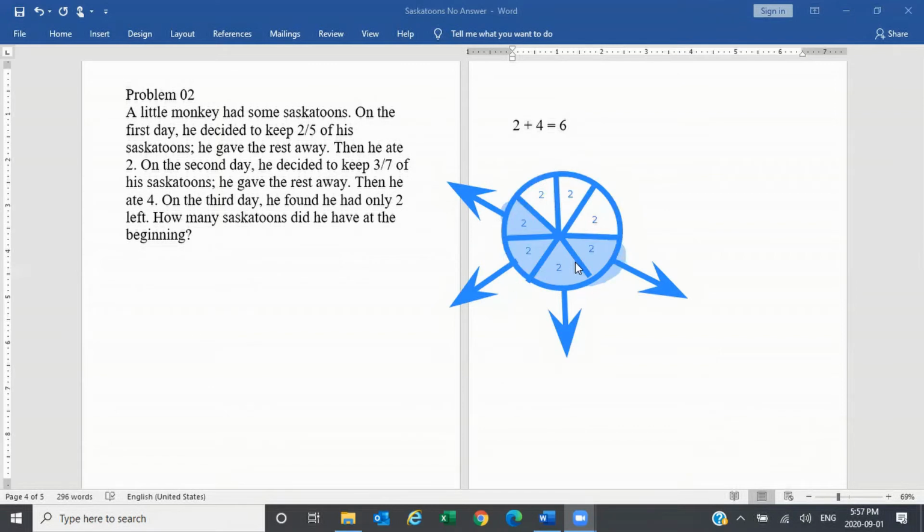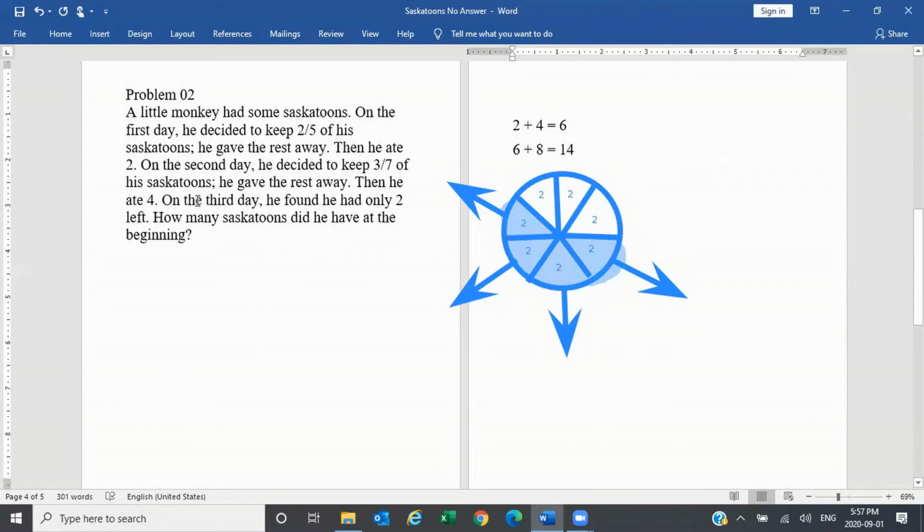Now, because we want to know how many he had in the beginning, we're going to give those 4 pieces back. So that's 4 times 4. It's 4 times 2 actually. That's 8. So here, 6 plus 8 equals 14. So that means he must have had 14 berries.